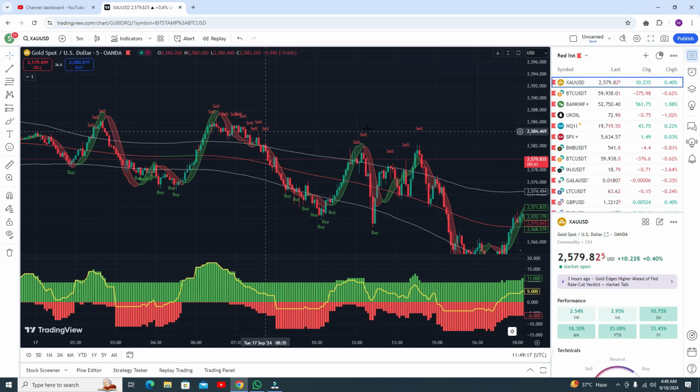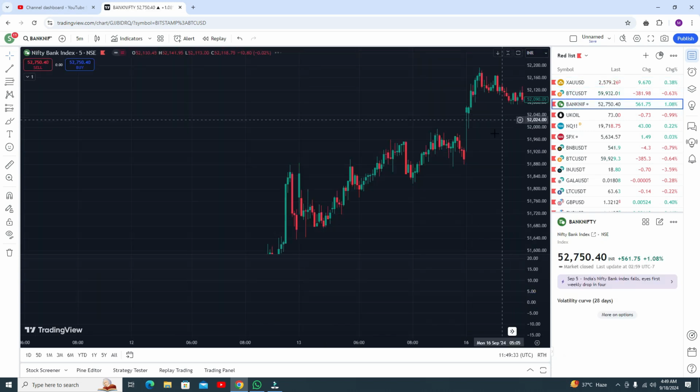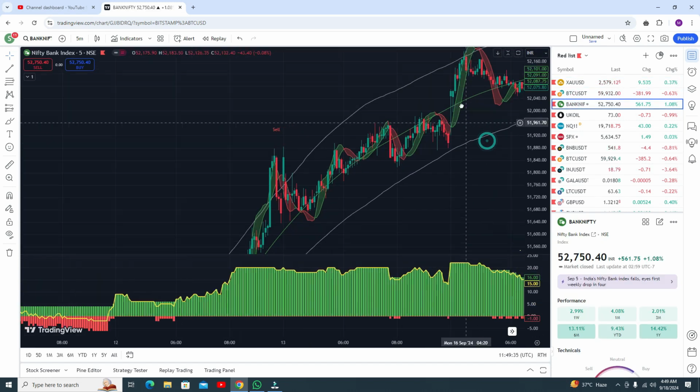So I was facing a lot of questions from the Indian people, asking whether these indicators work on Bank Nifty or the Indian market. So I need to show you the results in Bank Nifty or Nifty 50 as well. So let's see the results in Bank Nifty.